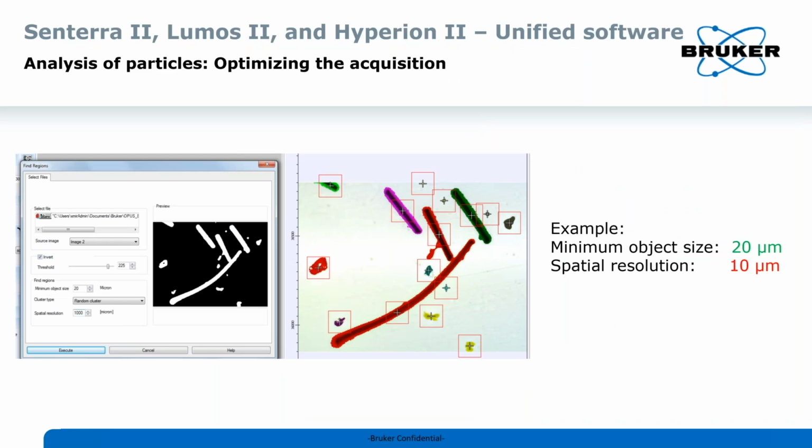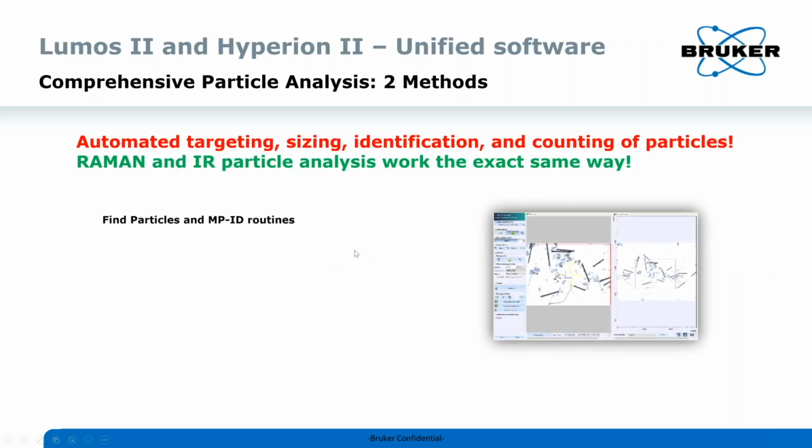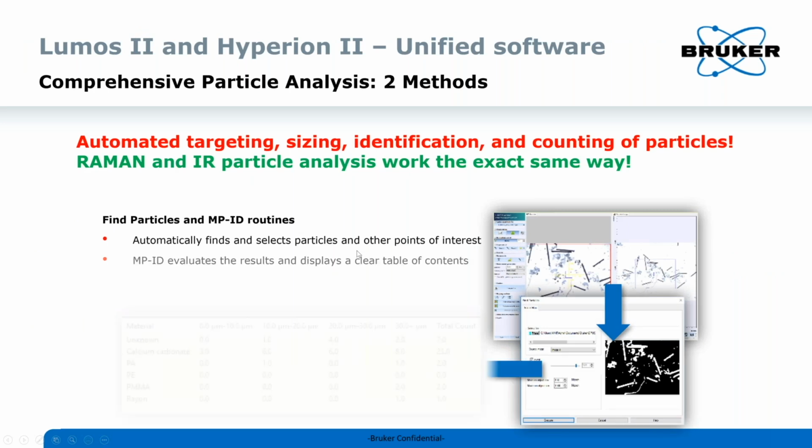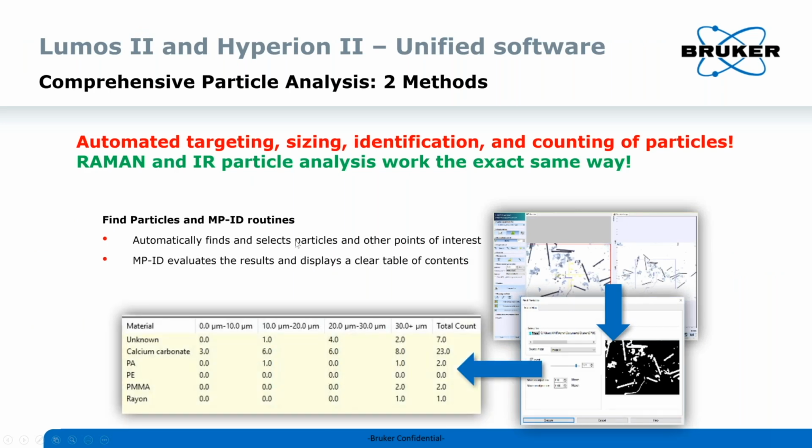So the first step in the targeted approach, as I call it, is that the software will convert your visual image to a black and white image, and then it'll mark all the fibers and particles very smartly, and you can set the minimum object size you're interested in and the spatial resolution. Very easy to set in the software, shown on the lower left, in the software dialog. And so now, once you've done that, you can look at the targeting, sizing, identification, and counting.